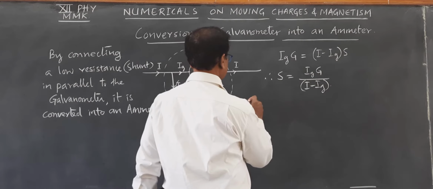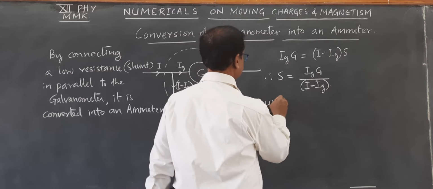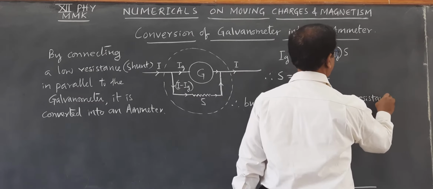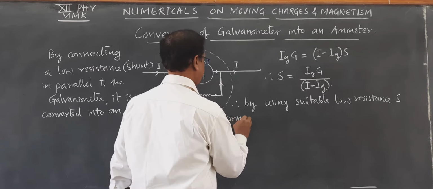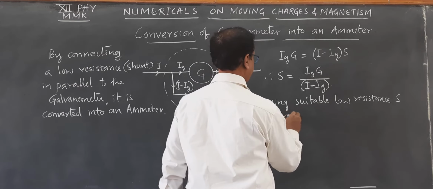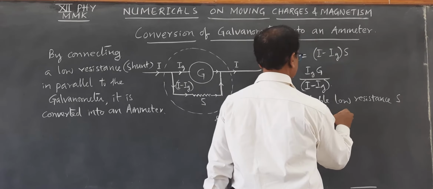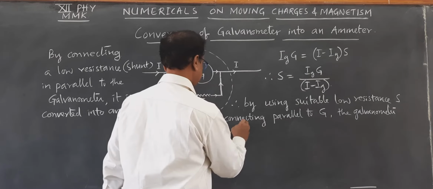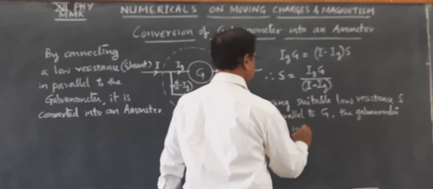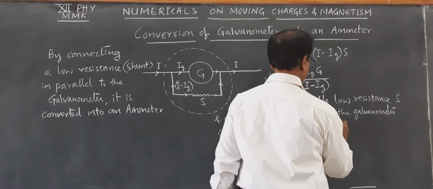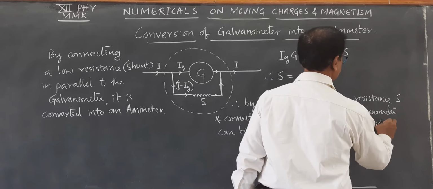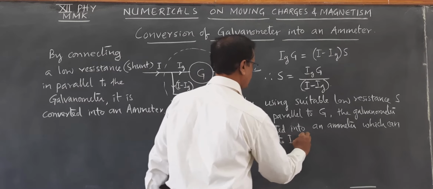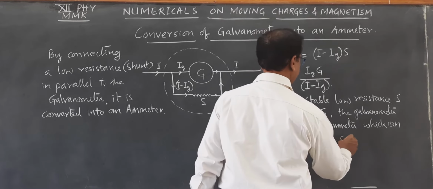So I can write, therefore, by using suitable low resistance and connecting parallel to G, the galvanometer can be converted into an ammeter which can read zero to I range of current, 0 to I range of current.